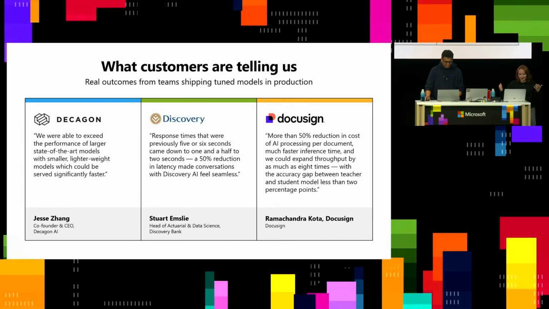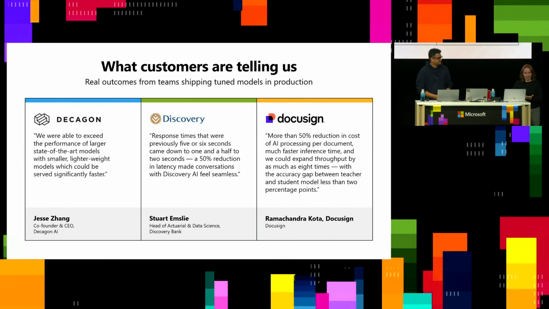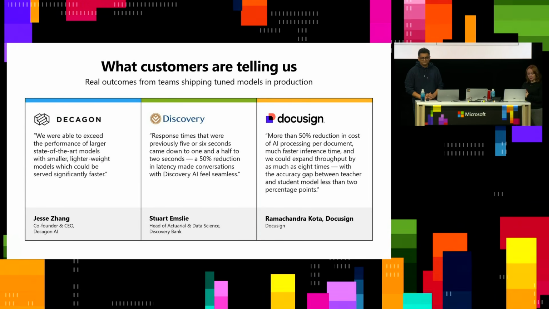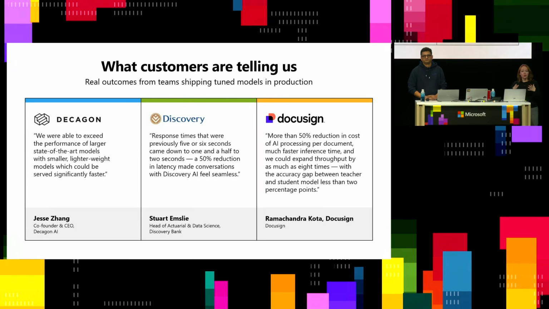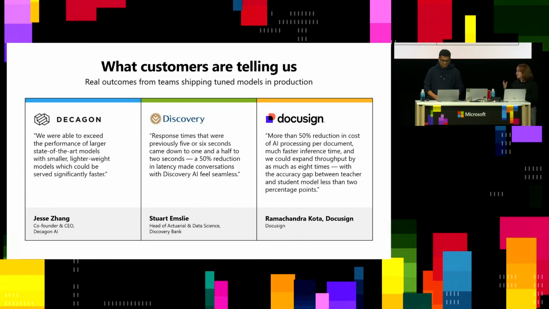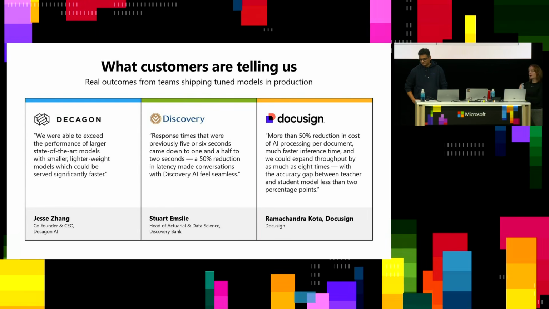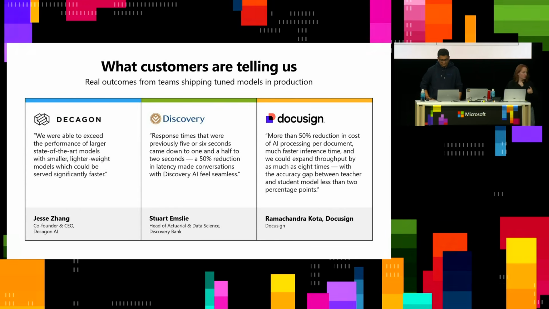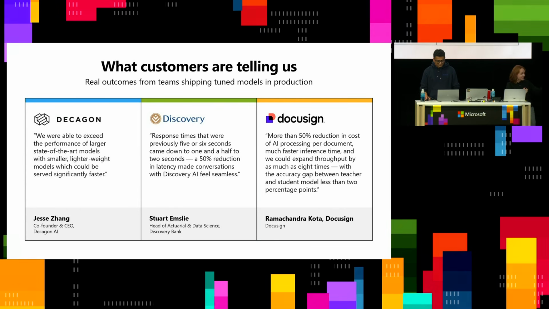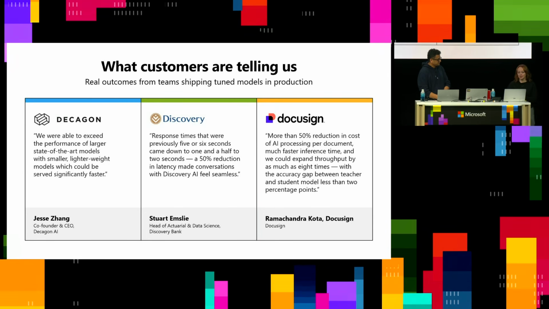So one customer builds a customer support agent as a service. They used distillation and fine tuning on Foundry to power their service, switching to smaller, cheaper, faster models. Discovery Bank used distillation and fine tuning to create a smaller, faster, lower latency model to power their banking app. This was a scenario where customers were texting the app and getting a response, and they went from 6 seconds down to 1.5 seconds. And for customer satisfaction, that's huge.